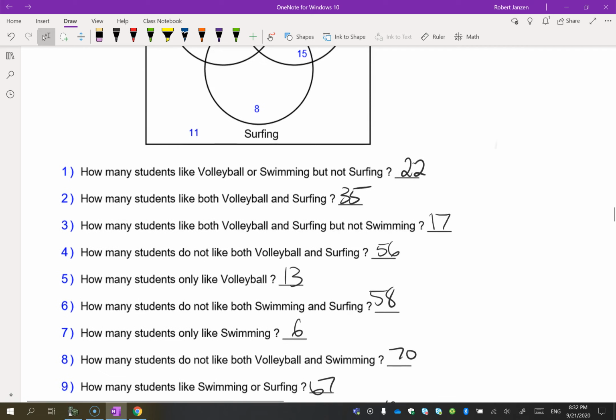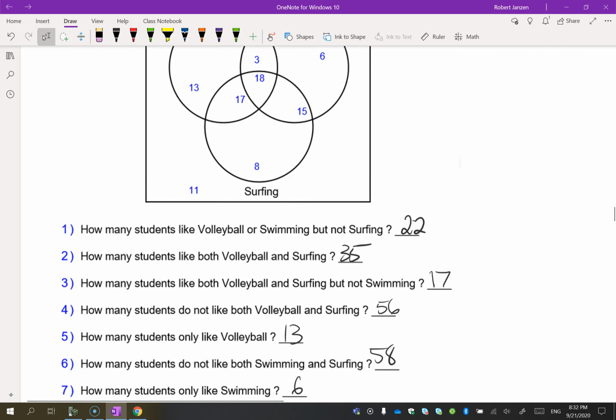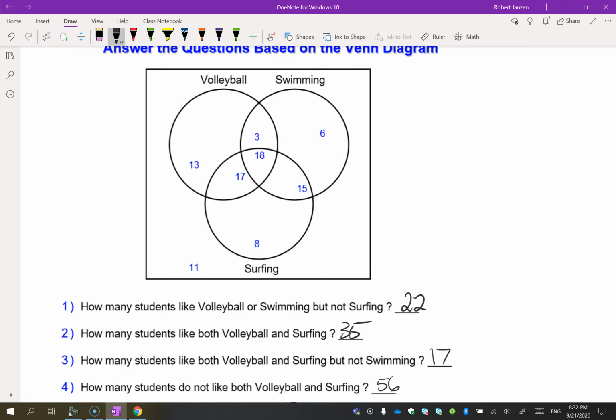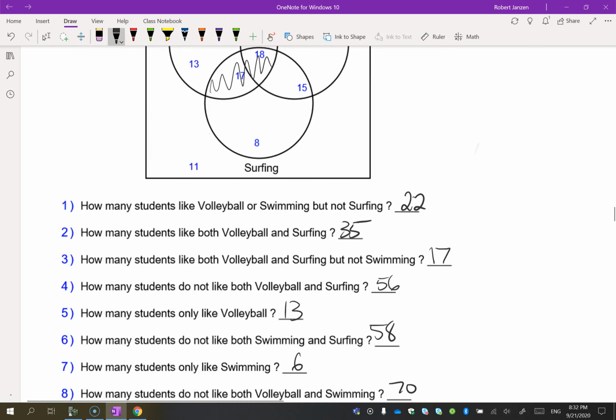Okay, so for example, number one, how many students like volleyball or swimming but not surfing? So volleyball or swimming but not surfing. Okay, so that's going to be this region right here. Okay, how many students like both volleyball and surfing? Okay, that's going to be volleyball and surfing, so that's all of this. Oh, sorry, like both. That's just this little bit right in here. Okay, so go through that, see if it makes sense to you.